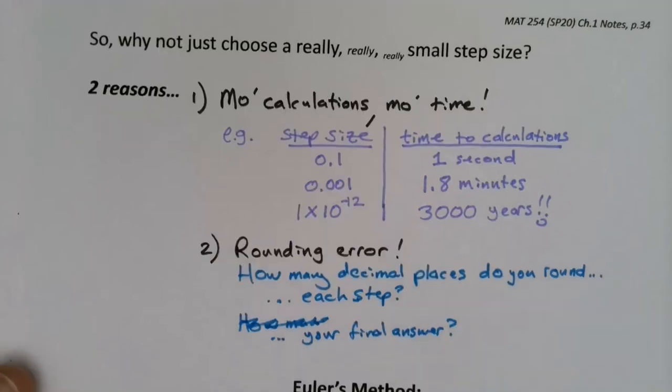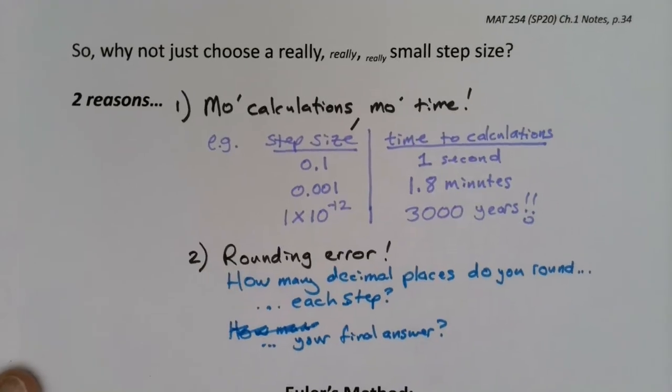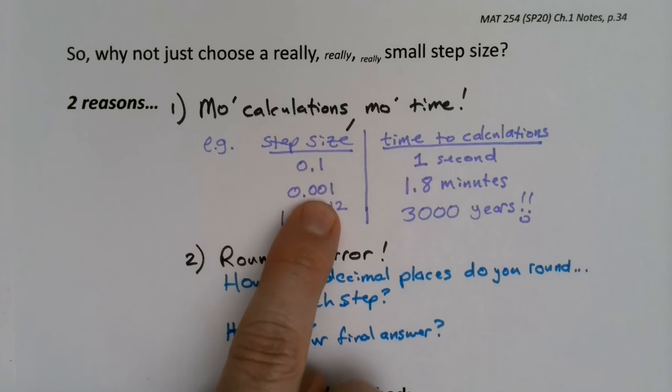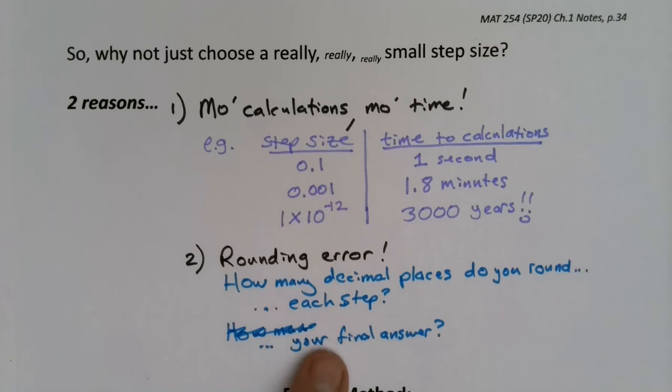If you're going to round to 3 decimal places, then your step sizes are certainly limited. Because if your step size is 0.1, then rounding your answer to 3 decimal places, that's pretty close to your step size. But if your step size is 0.001, then you're already at your rounding limit. So the step size determines how many decimal places you're going to round your final answer. So this rounding error becomes super important.